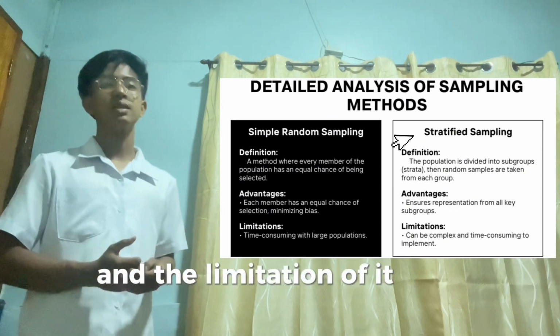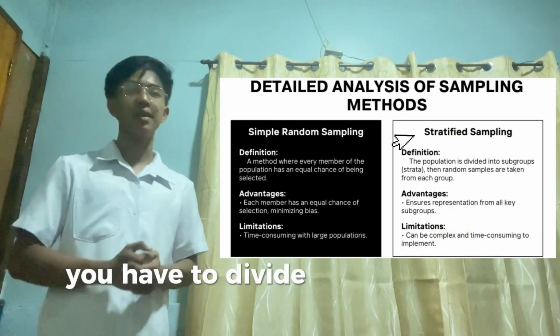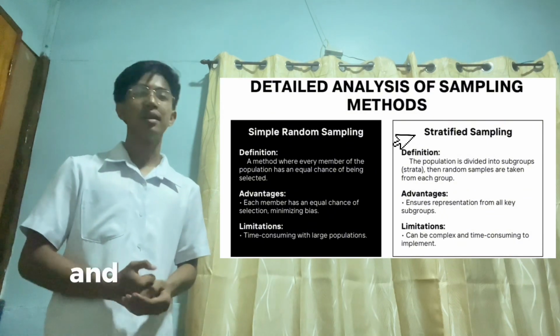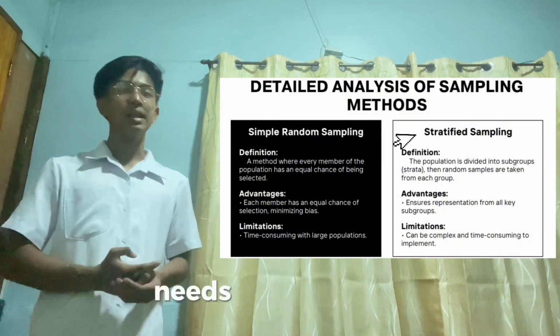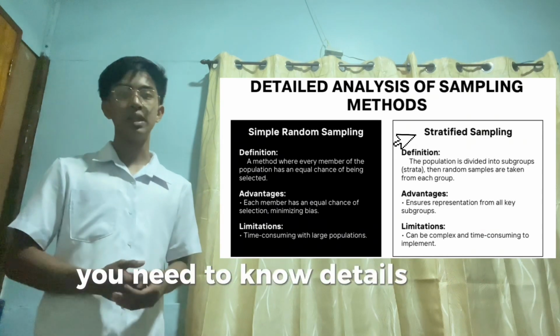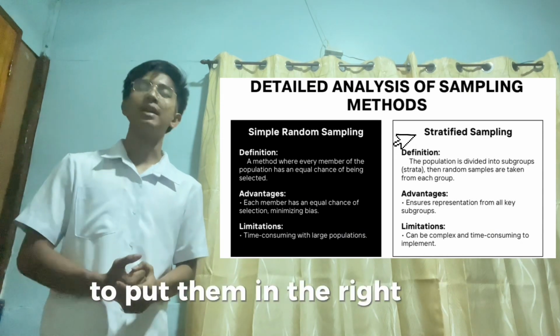And the limitation is that it takes more time. You have to divide the group first before picking. And the second disadvantage or limitation is that it needs group information. You need to know details about each person to put them in the right group.